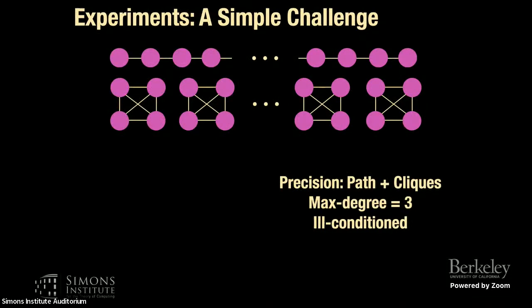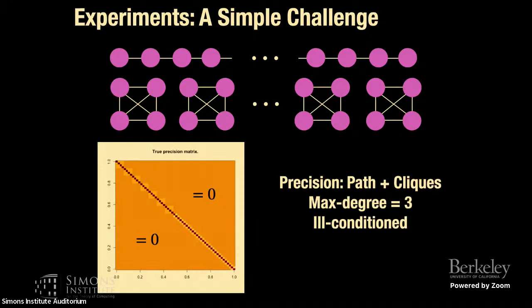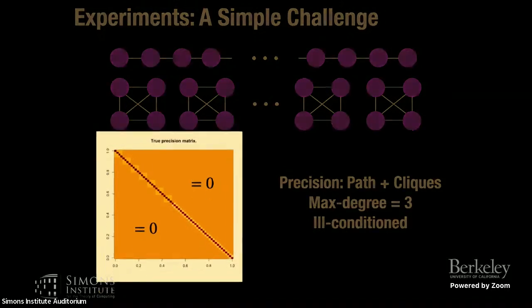So that's the entire algorithm. And just to give an example of what happens when you use this in practice. Here's a case of GGMs where I have a single long path, just like the random walk example. But then I also have some 4x4 cliques thrown in. It's a very simple instance. The precision matrix, path plus cliques, looks like this. You have zeros almost everywhere, a small patch of non-zeros along the diagonal, and the max degree is 3. It is an ill-conditioned GGM.